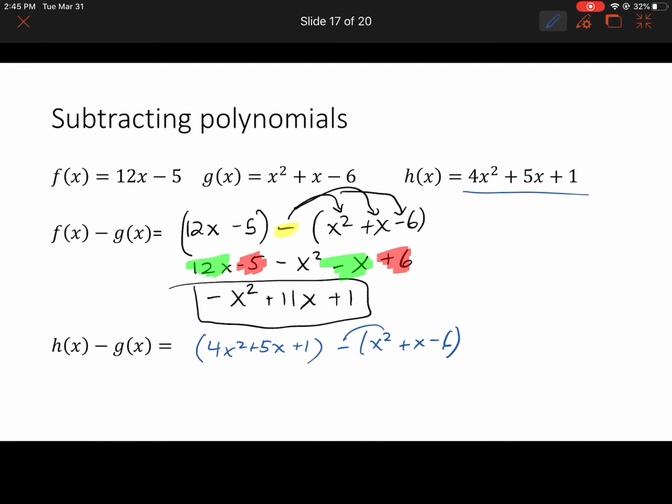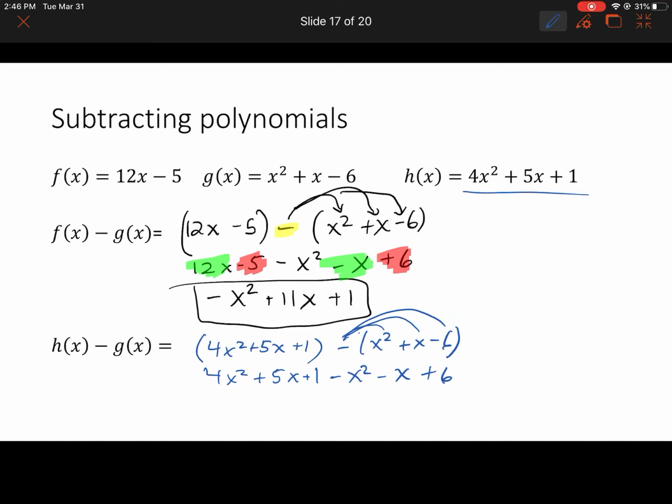Again, the negative is going to distribute. It's going to go to the x squared, it's going to go to the x, and it's going to go to the minus 6. Okay, so we have minus 6. I'm just going to rewrite the first few terms. 4x squared plus 5x plus 1. And I'm going to go ahead and distribute our negative. Minus x squared minus x plus 6.